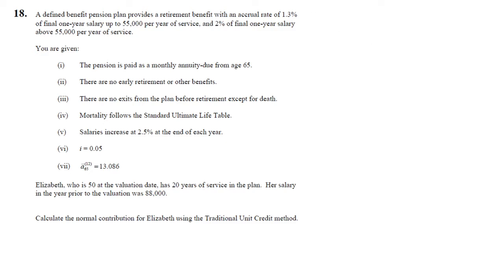So we're given a defined benefit pension plan. There's an accrual rate of 1.3% of final 1 year salary up to $55,000, and there's 2% of final 1 year salary above $55,000. So we're looking at the difference between the final year salary and $55,000, where her salary in the year prior to the valuation was $88,000.